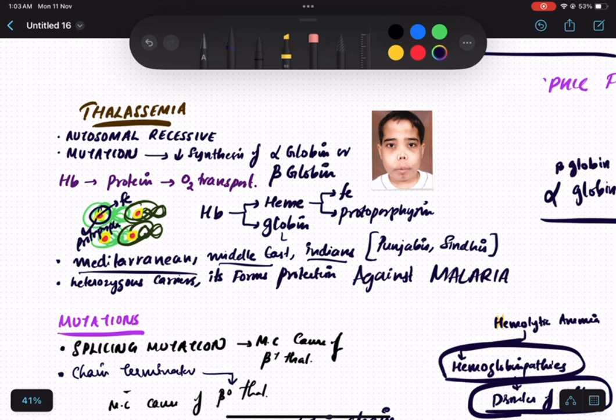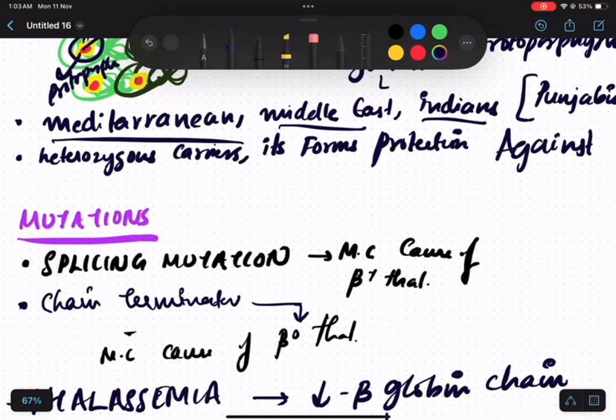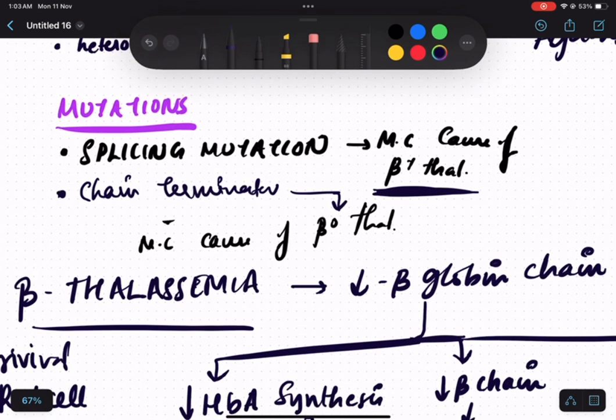And here we come to the introduction part, and we know that it forms protection against malaria. If a patient with thalassemia contracts malaria, the patient will have only severe or mild symptoms compared to normal patients. Mostly this thalassemia is caused by mutations happening in our gene. The two most common mutations which lead to thalassemia are the splicing mutation, which is the most common cause of beta thalassemia, and the chain terminator mutation, which is the most common cause of beta-zero thalassemia.